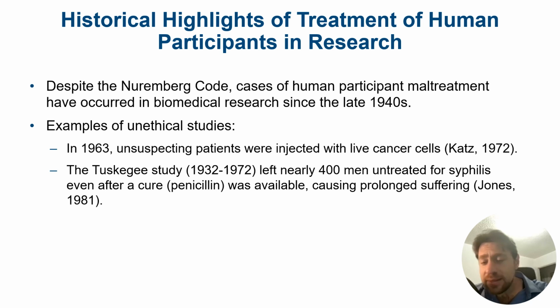So, despite the Nuremberg Code and this agreement on ethical guidelines, cases of maltreatment continue to occur in medical research. For example, in 1963, there was a study that injected patients with live cancer cells. There was the Tuskegee syphilis study, where 400 men were untreated for syphilis, even though a cure in the form of penicillin was available. And of course, this caused a lot of unnecessary suffering.